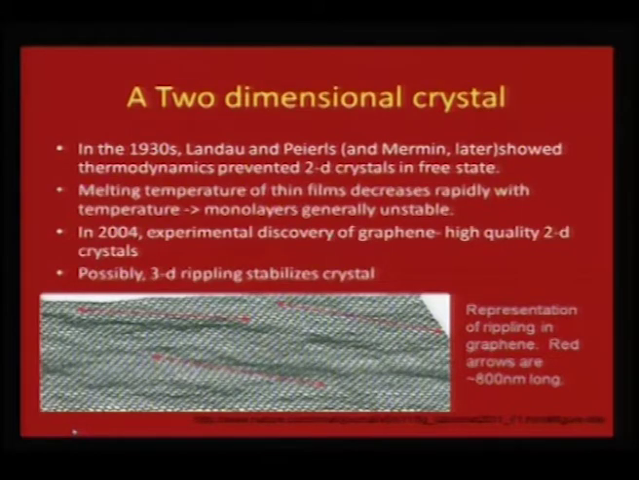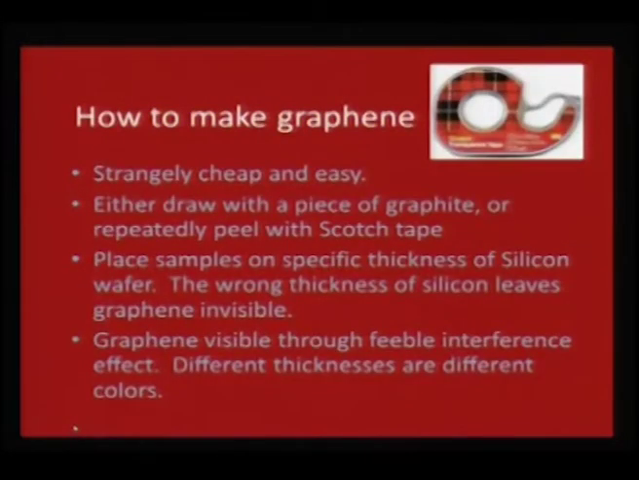If you really map this 2-dimensional crystal, you would find that the melting temperature of thin films decreases rapidly with temperature, and therefore monolayers generally are unstable, but in 2004 experimental discovery of graphene shows high quality 2D crystals, and this seems to be coming possibly because of the 3D rippling which stabilizes the crystal. And if you actually find out the representation of this graphene can even extend to 800 nanometers long. So, you can make long stretches of graphene, and the main reason why it stabilizes is because of the 3D rippling which stabilizes a 2-dimensional platform.